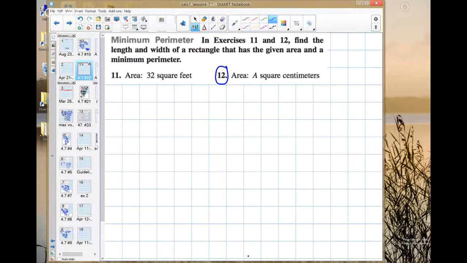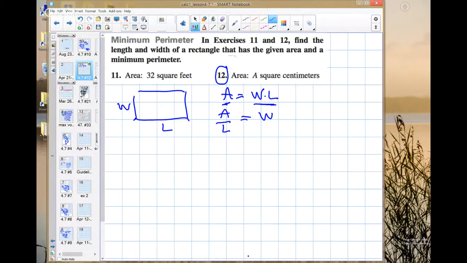Okay, so once again, rough sketch, width, length, and this time we're given the area, A. So this is the beginning relationship that we have. A is a constant, so we're not worried about that. But again, we have two variables here. We can't do that. So why don't we solve for W? If we divide both sides by L, we have a new name for W. So instead of the width and the length, we now have the length and A divided by L as my two dimensions.